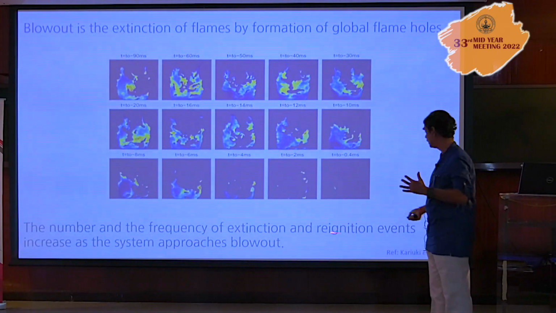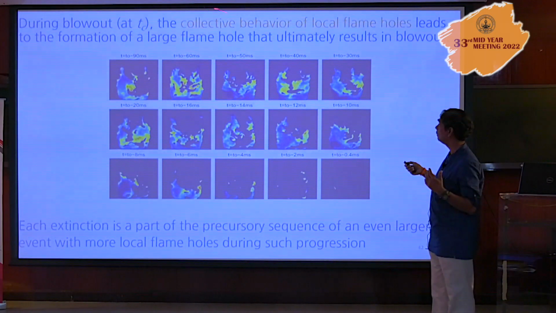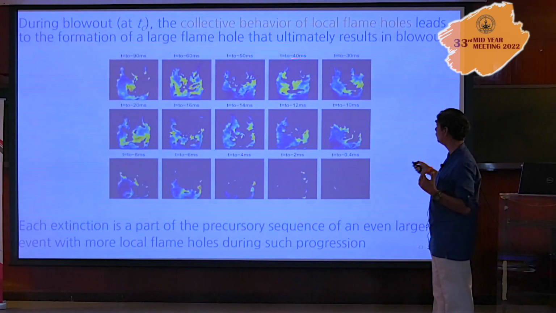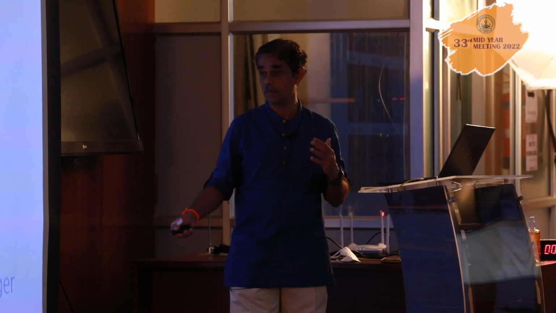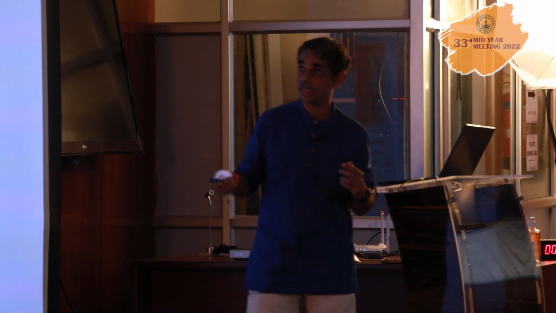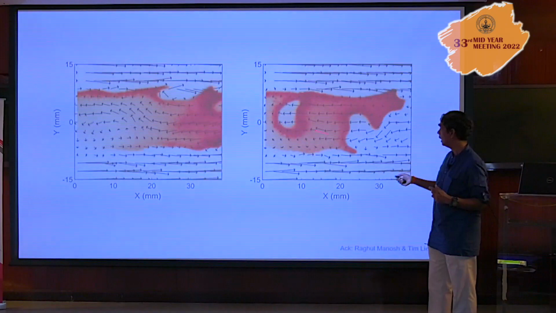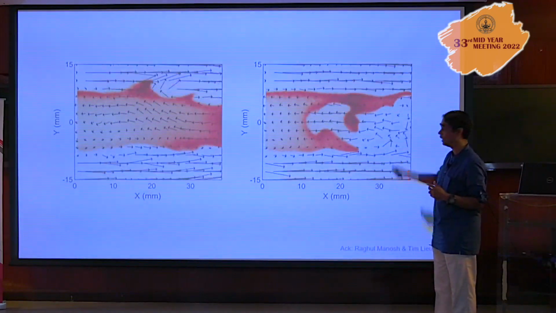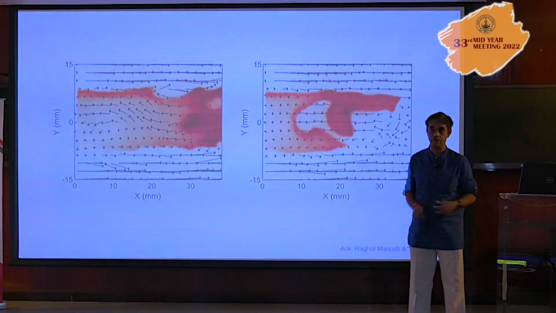The frequency of extinction and reignition events increases as the system approaches blowout. During blowout, the collective behavior of local flame holes leads to the formation of large flame holes that ultimately results in blowout. So each extinction is part of a precursory sequence of an even larger event with more local flame holes during such progression. Something happens and the same thing is reinforced and gets bigger and bigger. This is a movie, so you can see a small hole coming here. This is far away from the blowout, and you see this hole come, and eventually a lot of holes merge together and become a big hole. So this is the mechanism. There is a hierarchical system just like virus spread, and that's what gives this kind of hyper exponential behavior.